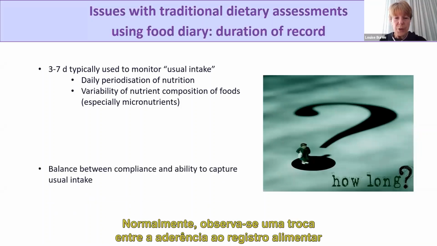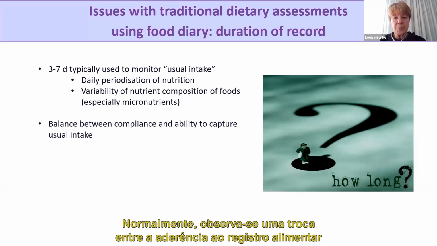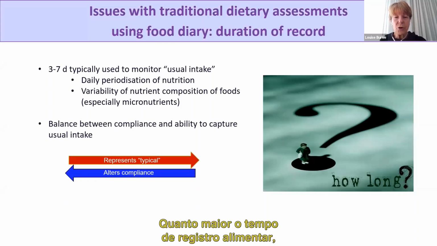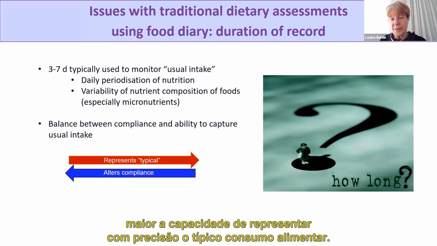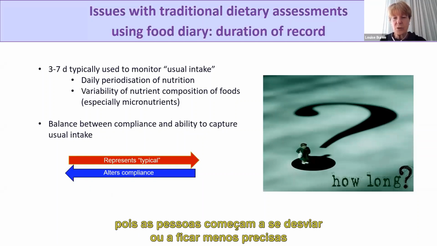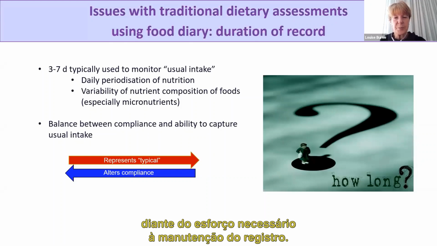Generally, we have a trade-off between the compliance to food records and how well they represent usual intake, in that the longer that you can get an athlete to keep their food record, the more likely it is to represent their typical intake, but also the longer that people record, the less compliant they are, the more they start to cut corners or become inaccurate because the burden of keeping the record becomes too great.